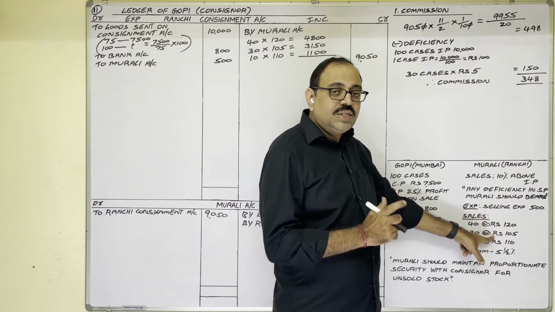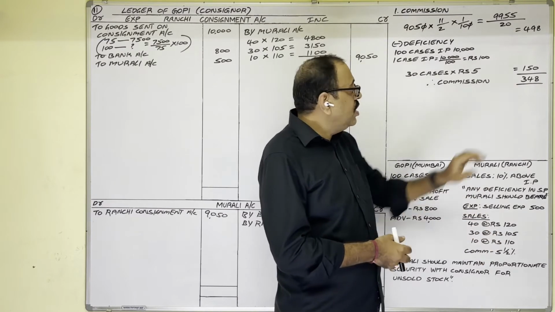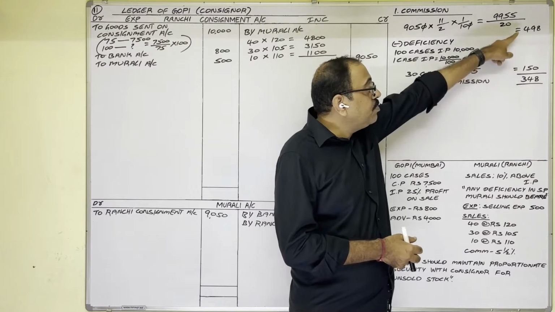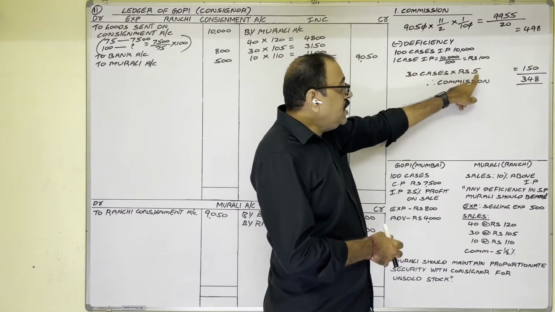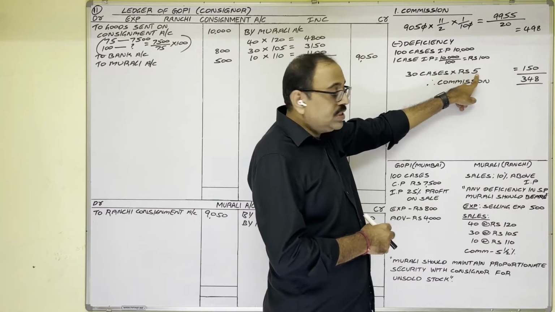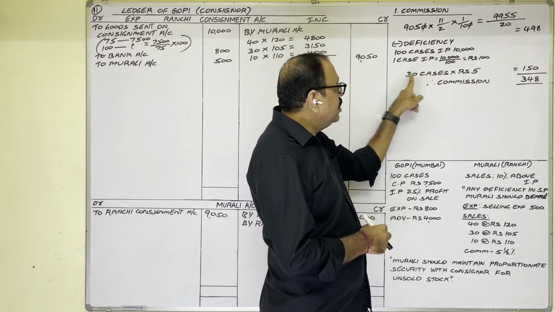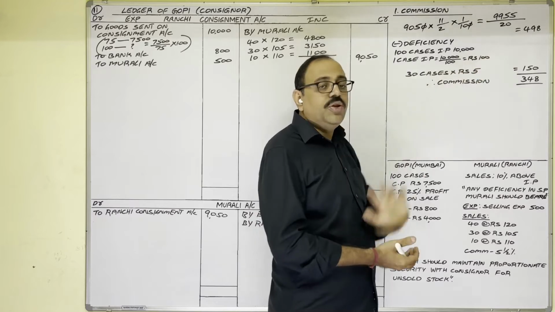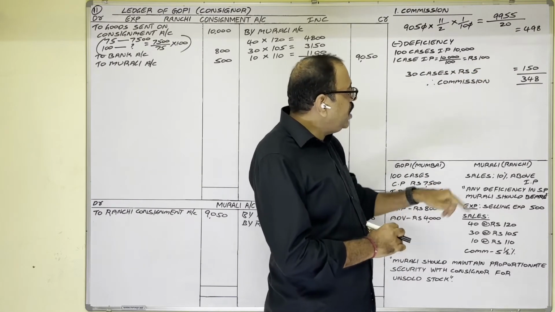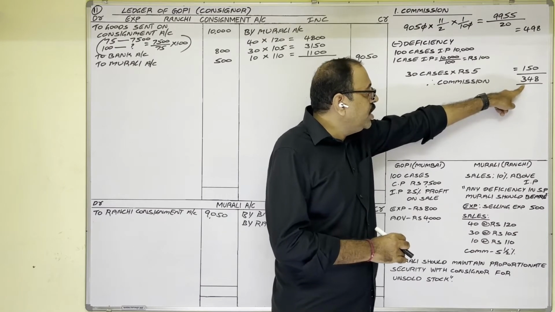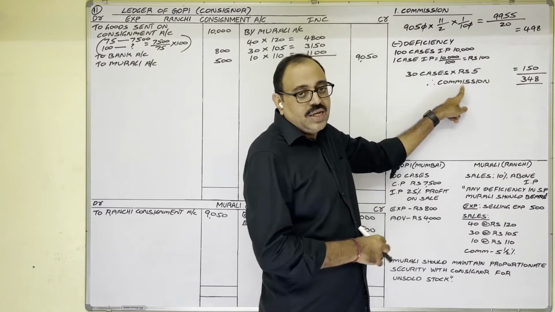So this deficiency Murali should bear, no? Therefore, the deficiency amount you have to subtract from this 498. On one case, deficiency is 5 rupees. On 30 cases, 30 into 5, 150 rupees. Consignee should bear this loss. Then the remaining amount, 348 rupees, is the final commission to consignee.